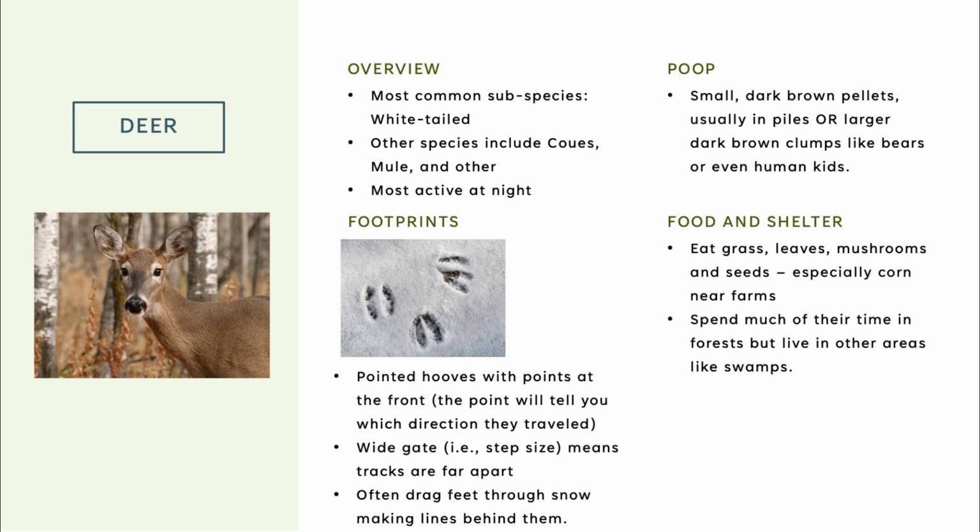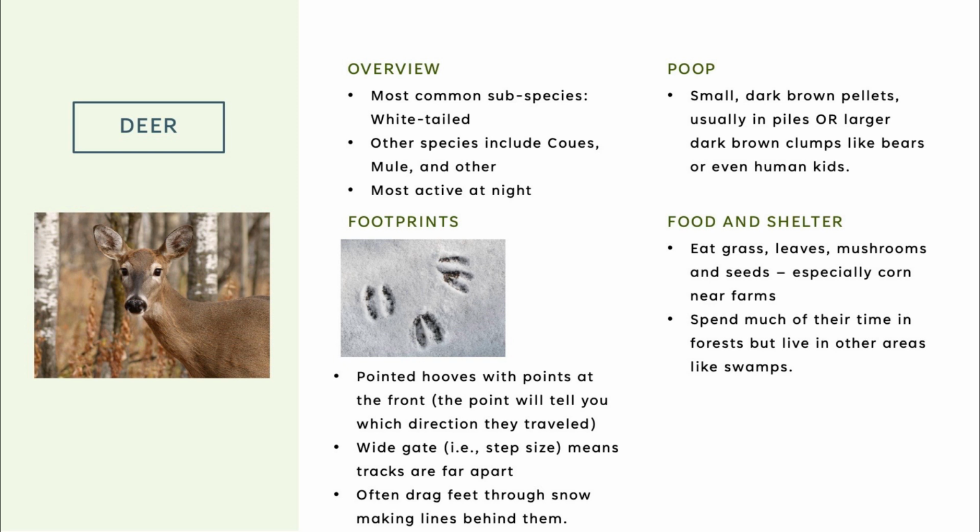Deer are another common and fun species that we can track. The most common are white-tailed deer. Deer tend to be active at night. They have pointed hooves with the points facing forward, so you'll always know what direction they were traveling. They tend to have a wide gait.